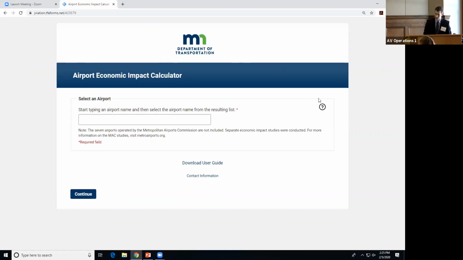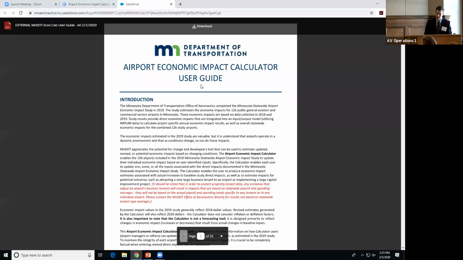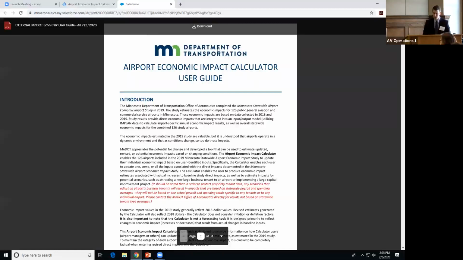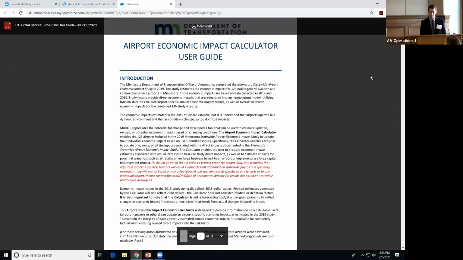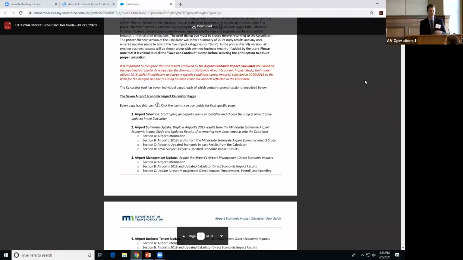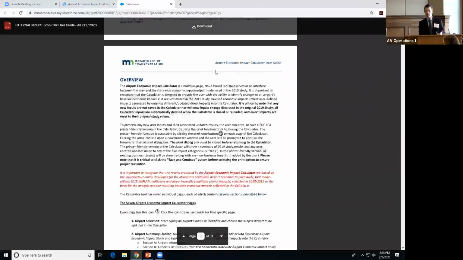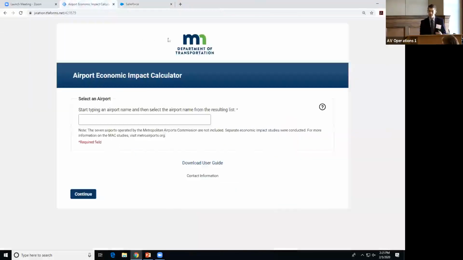The first thing to note here, there's a download user guide button here. It might be useful to click that and have the document handy. This is the full 30-page user guide that is clickable from the starting point of the calculator, the home page. It covers all sections of the calculator and provides a little bit of methodology and explains what you're seeing on the screen and what you should be plugging in.